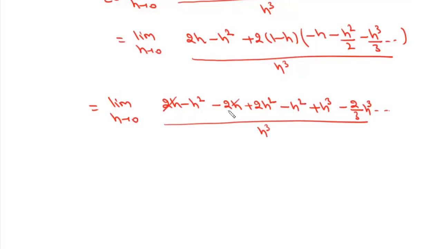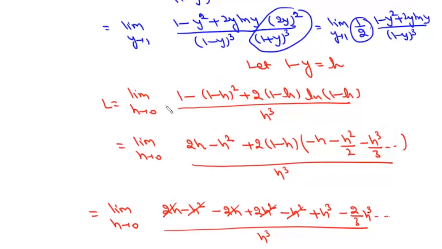Now 2h will cancel, h square will also cancel. Now minimum power in the numerator and minimum power in the denominator is both 3, and we also have this 1 by 2 which I forgot. So it should be this 1 by 2 into 1 by 3.